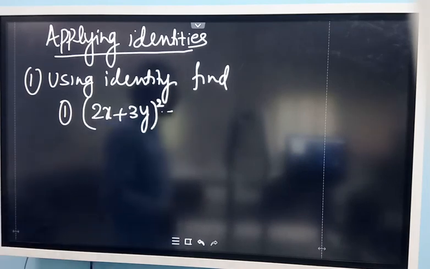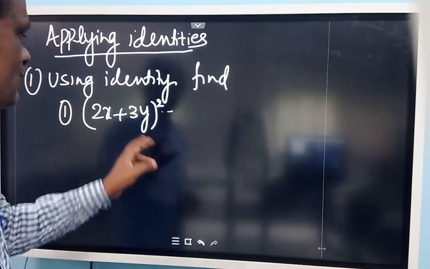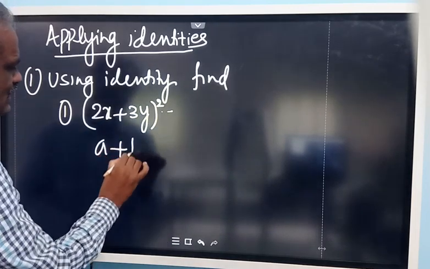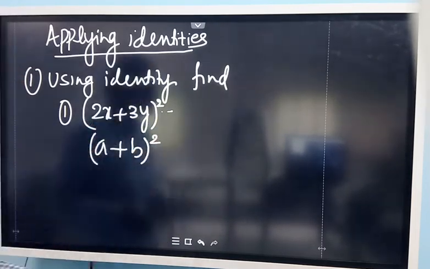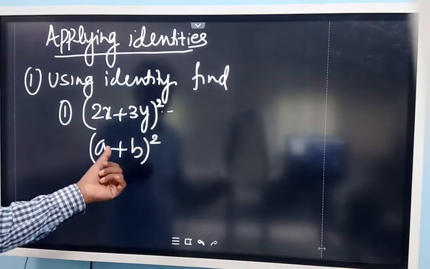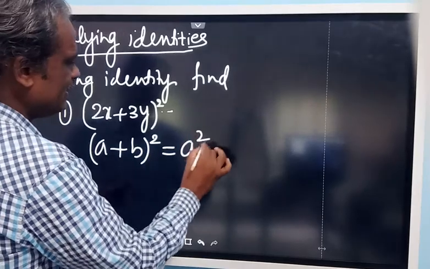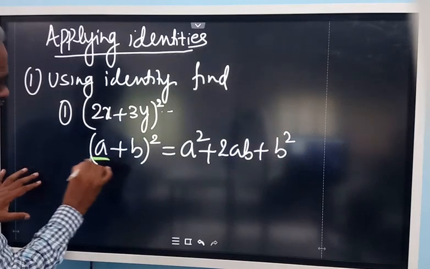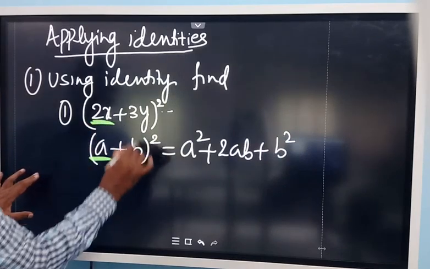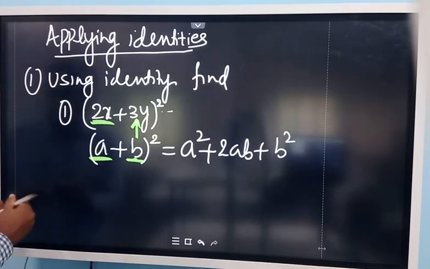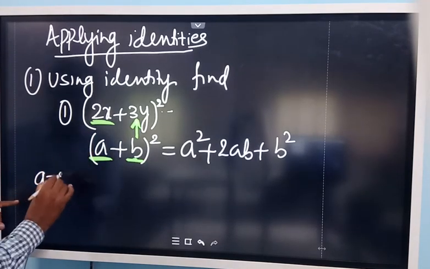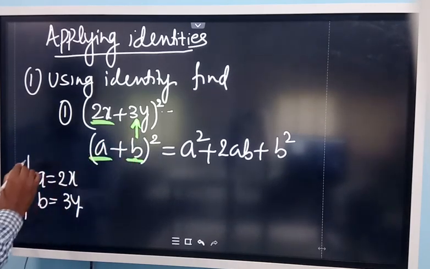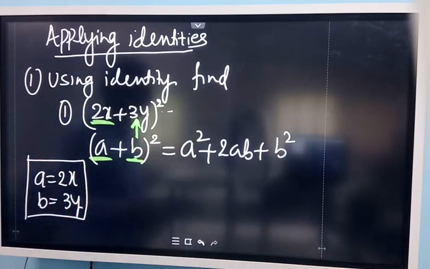But it is similar to one of the identities. Can you tell me which identity that is? (2x + 3y) whole squared? (a + b) whole squared. By looking at it itself we can tell it is similar to (a + b) whole squared. (a + b) whole squared is equal to, we have that identity, a squared plus 2ab plus b squared. Now if you compare this one, look at this, in place of a we have 2x, in place of b we have 3y. So wherever a value is there, you can write 2x, wherever b value is there, you can write 3y. So you need to substitute these values in the identity.